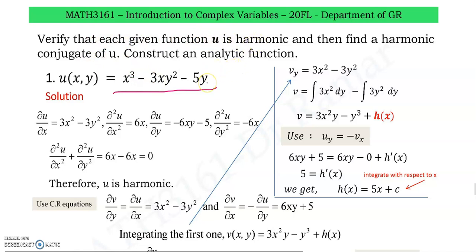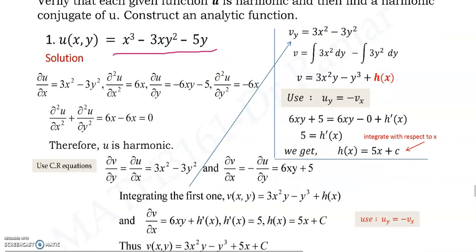Now we will check what is the condition for harmonic. We have to check whether u satisfies the Laplace equation or not. Now see here, the partial derivative of u with respect to x is 3x squared minus 3y squared. How? One time I will explain here. What is ∂u/∂x? You go here, differentiate this partially with respect to x.